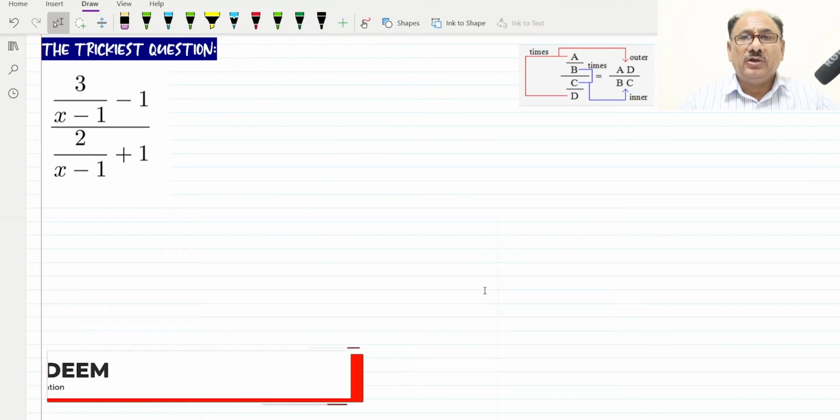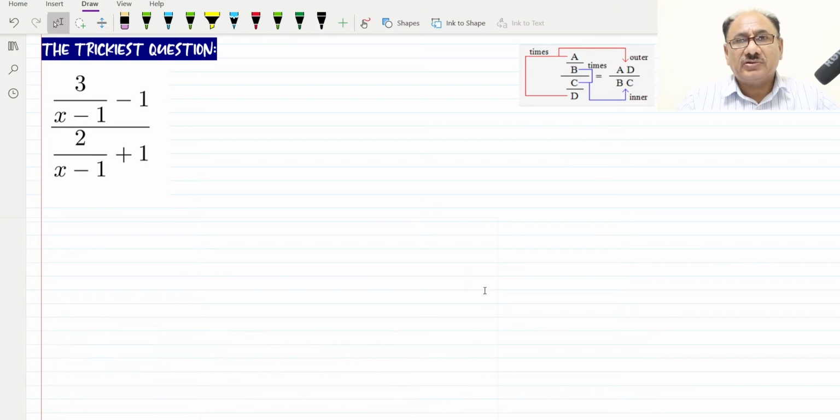Hello everyone. Today we'll be going through a very important and very interesting question, which is fraction over fraction. It's a little tricky question. We will go through the question, which is 3 over x minus 1, and the whole fraction is over 2 over x minus 1 plus 1. So this is the question.